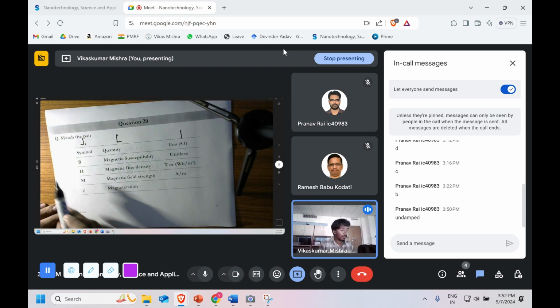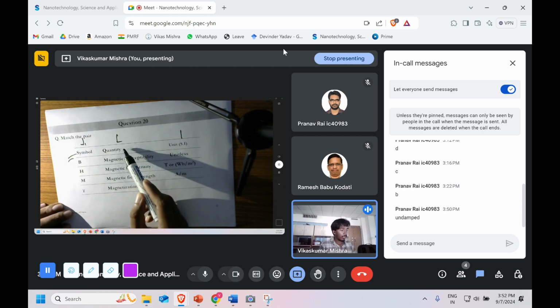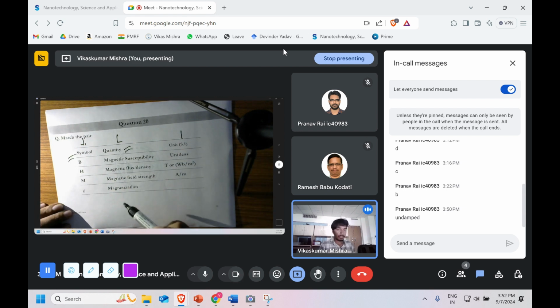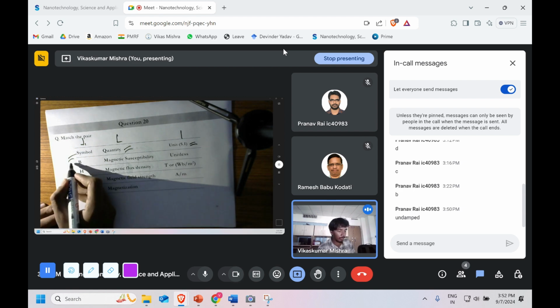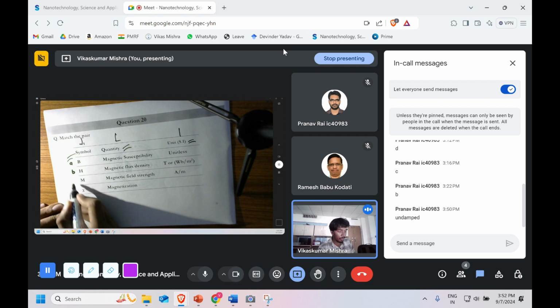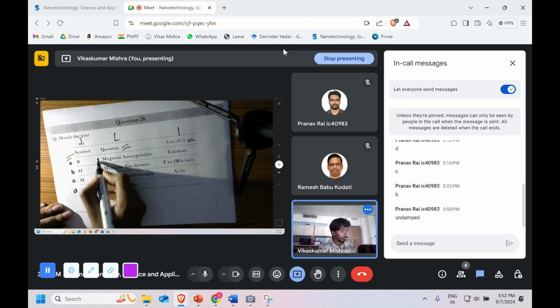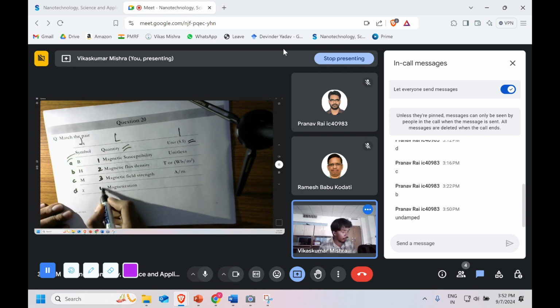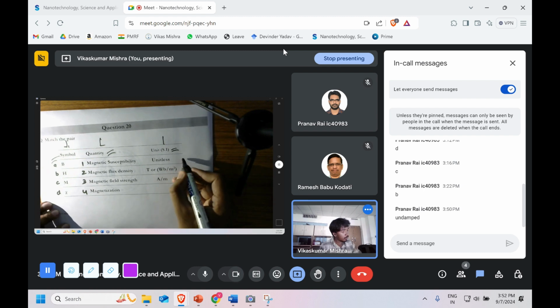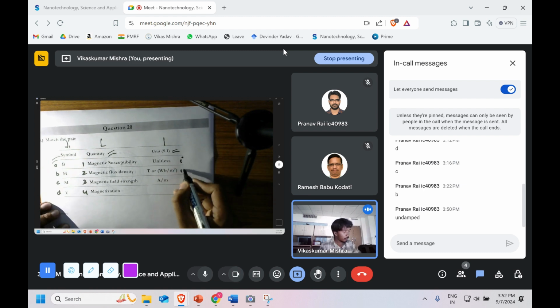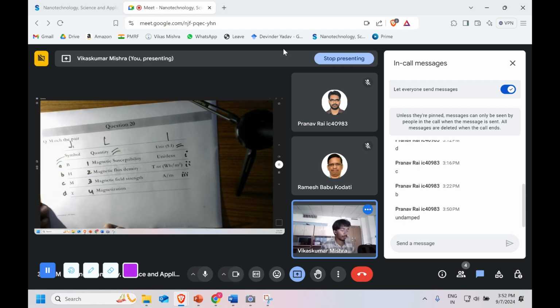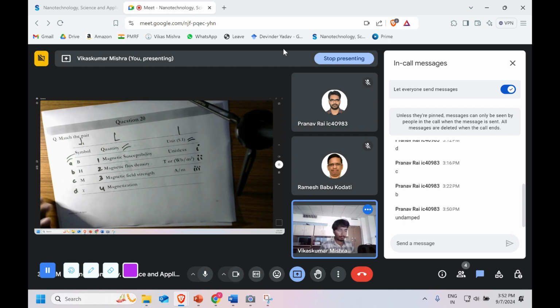This is quite interesting. Here we have three columns. One specifies the symbol, then the quantity they are representing, and their corresponding SI unit. So we have to match. Let me mark them: A, B, C, D; 1, 2, 3, 4; I, II. Okay. Now we need to mark accordingly.